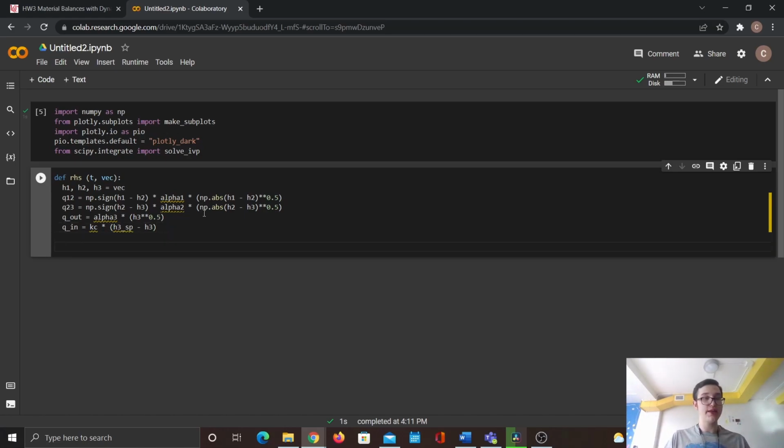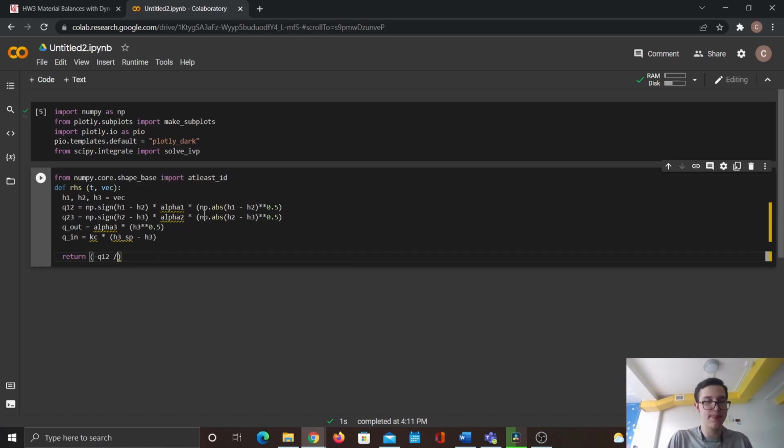Now what do we want to return? We want to manipulate the change in heights of the liquid, so the dH over dt from our accumulation equation. So we're going to return multiple things. For tank 1, dH1 over dt, or the change in the height for tank 1, is equal to negative Q12 divided by A1, A1 being the cross-sectional area.